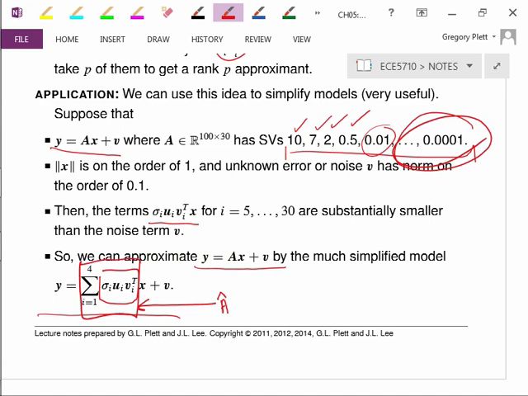That's what we return to next, now having some understanding of the singular value decomposition, and we proceed with our derivation.